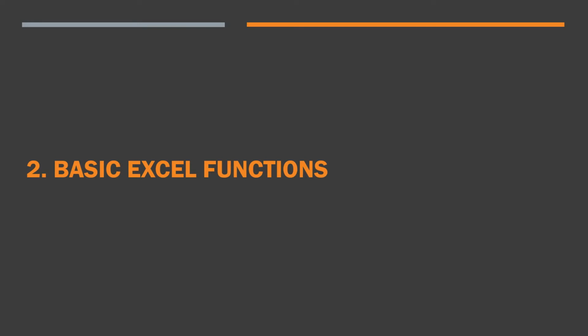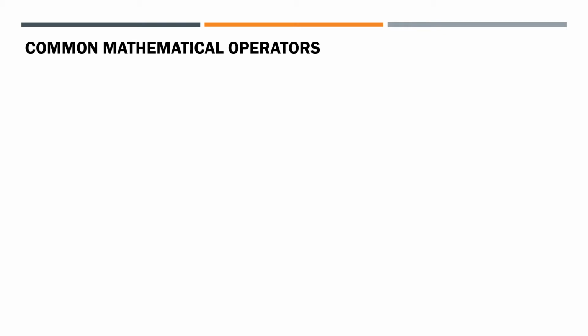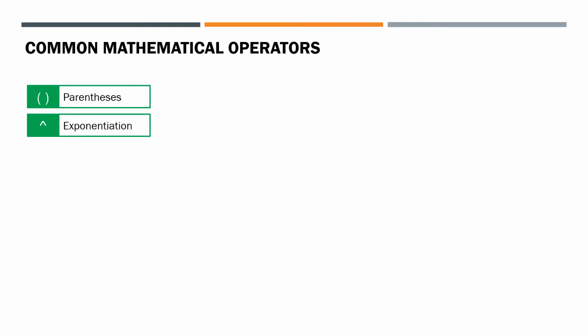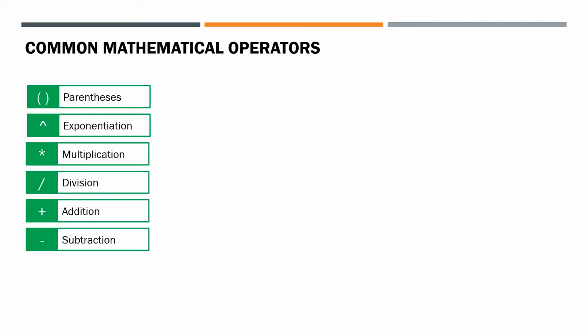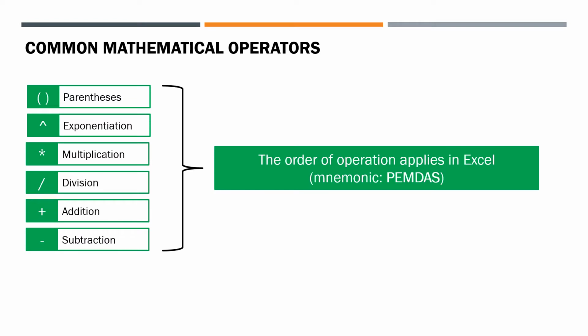In the next section, we are going to learn some basic Excel functions. These are the common mathematical operators that we are going to frequently use in Microsoft Excel. The first one is parentheses, or in Indonesian it is kurung. And exponentiation, we use this for exponential functions, multiplication to multiply numbers, division to divide numbers by other numbers, addition to add numbers to other numbers, and also subtraction. Basically, we could call this PEMDAS.